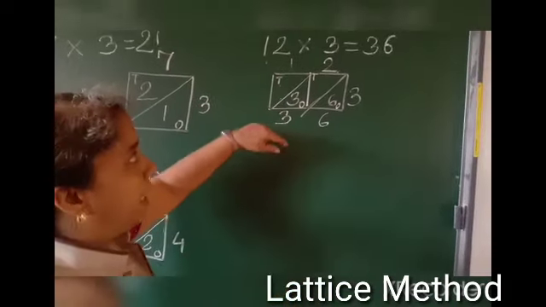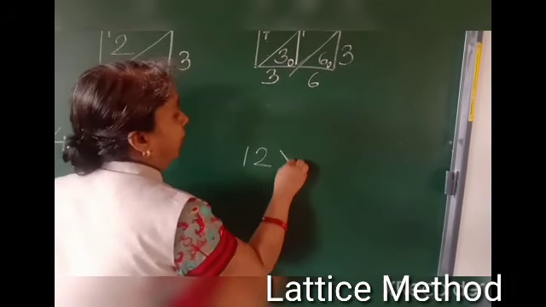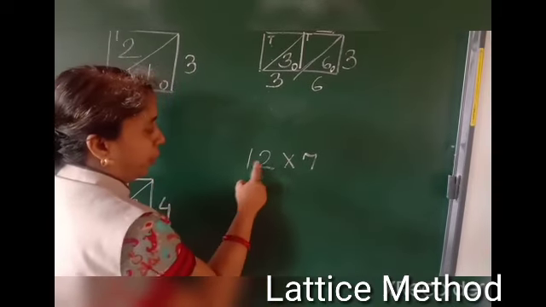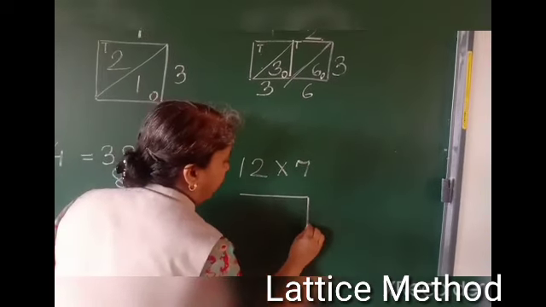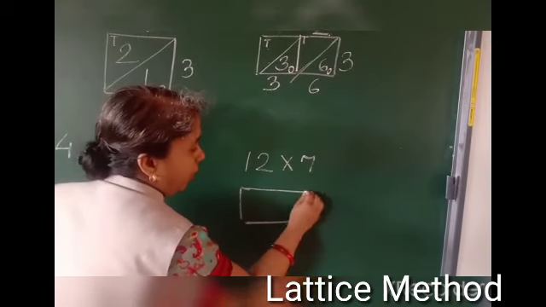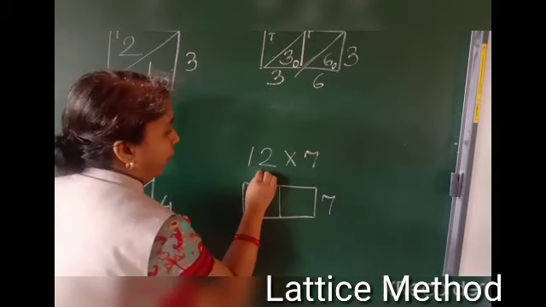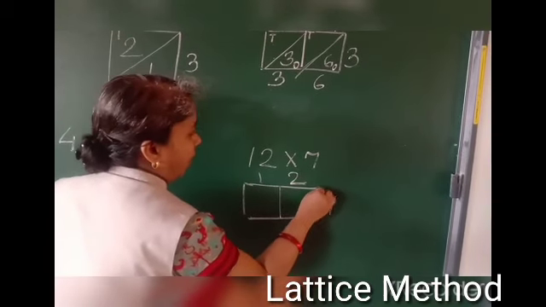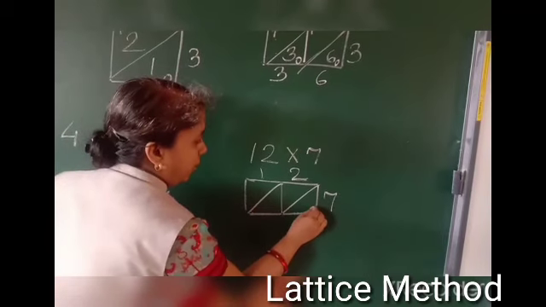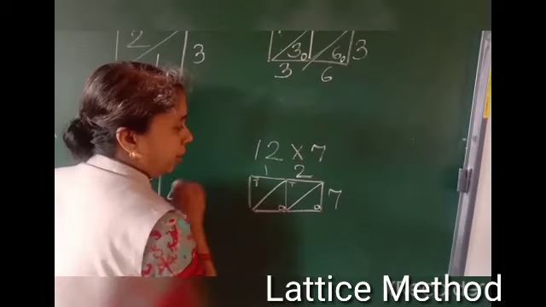Now we will increase the numbers. Now 12 multiplied by 7. How many blocks for this 12? 2 blocks for this 12. And how many blocks for this 7? Only one block for this 7, right? So this is for 1 and this is for 2. Again divide it into columns. This is ones, this is tens, this is ones and this is tens.